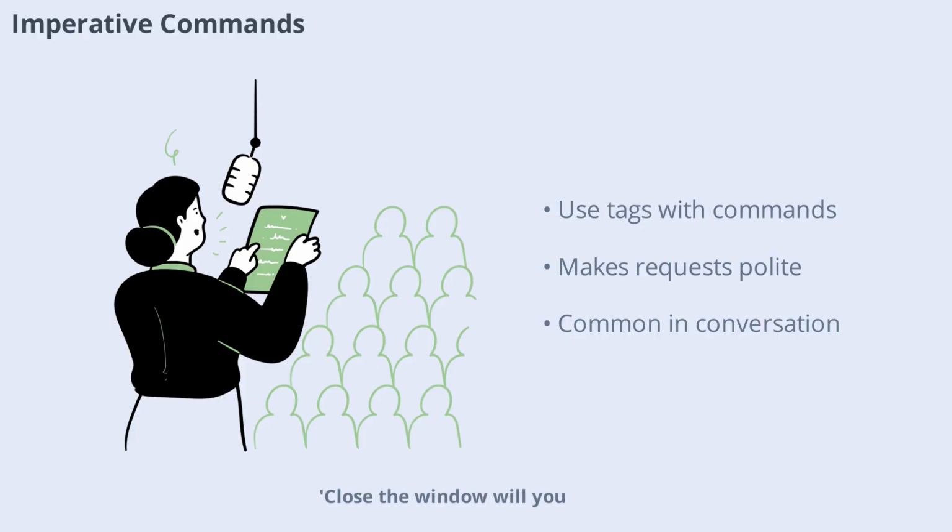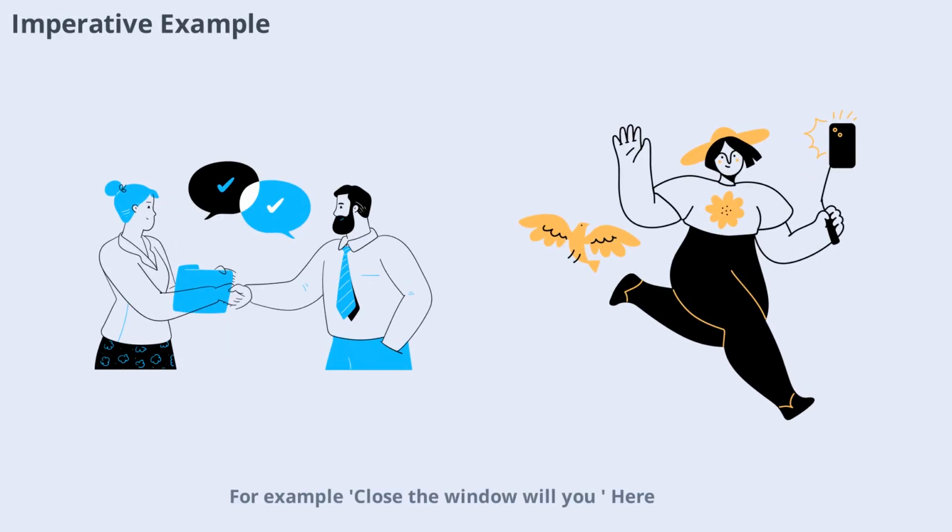For example, "Close the window, will you?" This makes your request sound more polite and less direct. Here, the tag "will you" softens the command and makes it sound more like a polite request. This is a useful way to ask someone to do something without sounding too forceful.